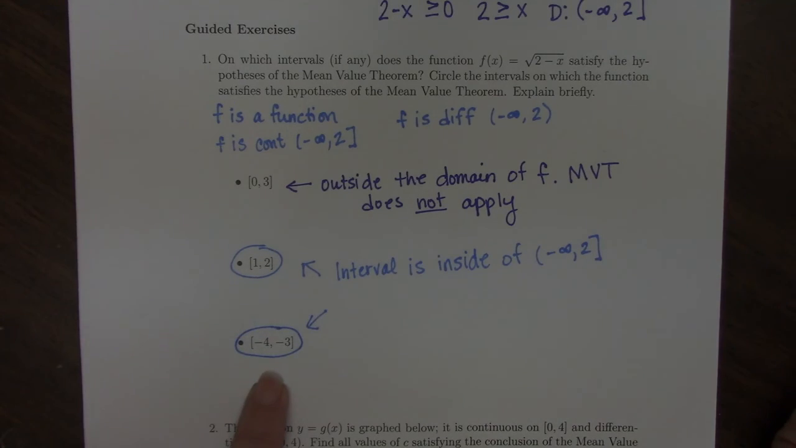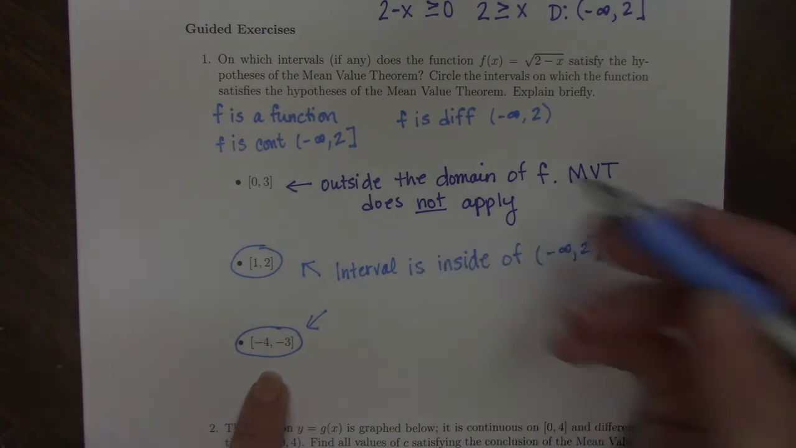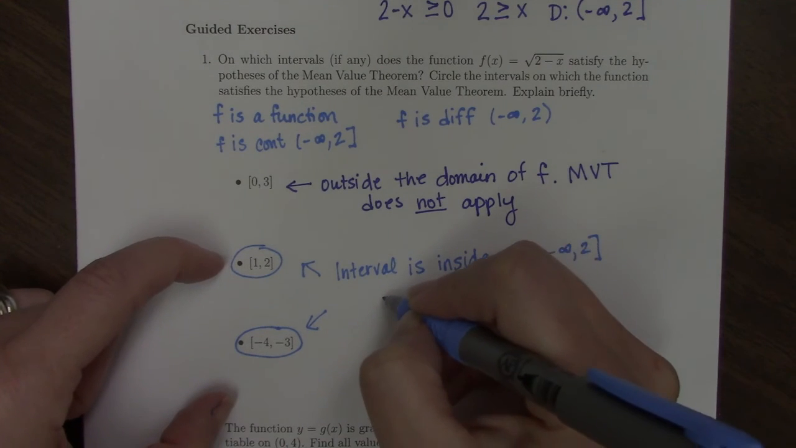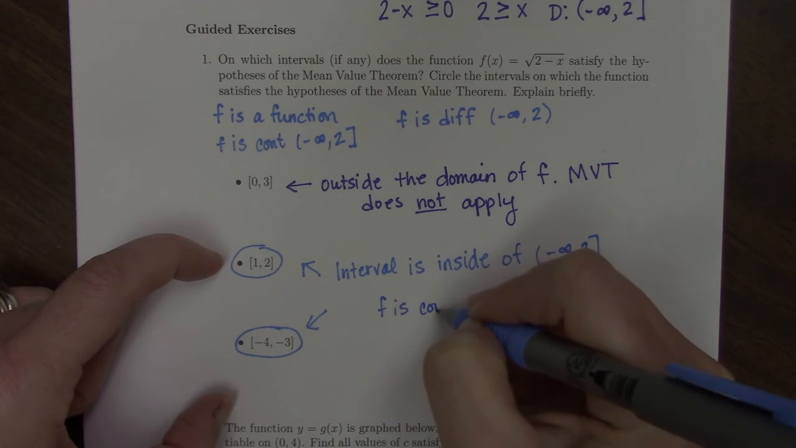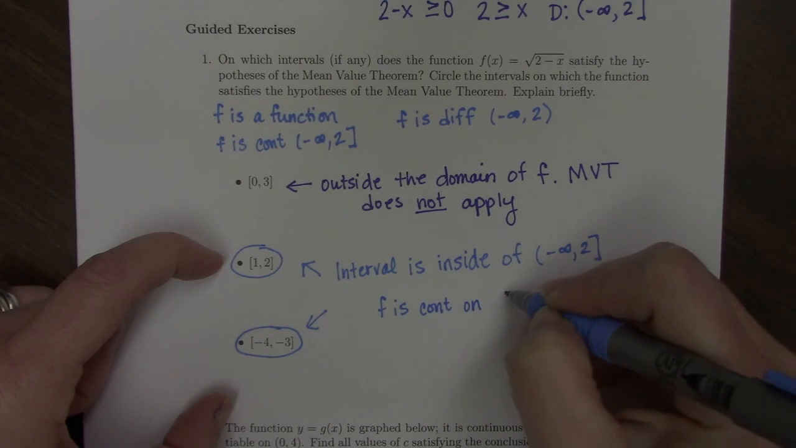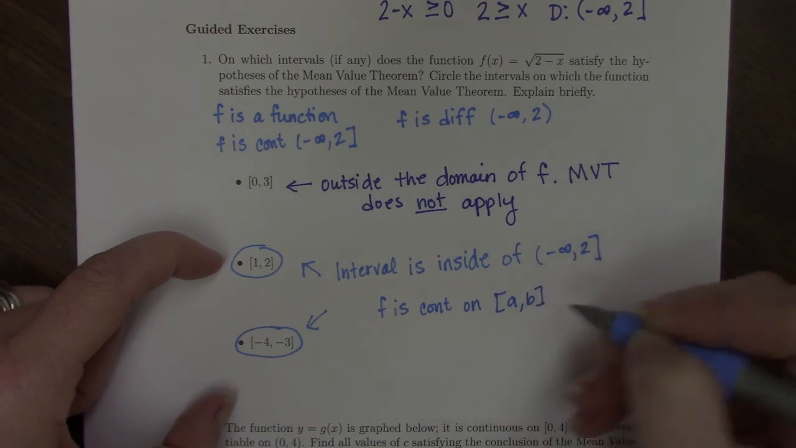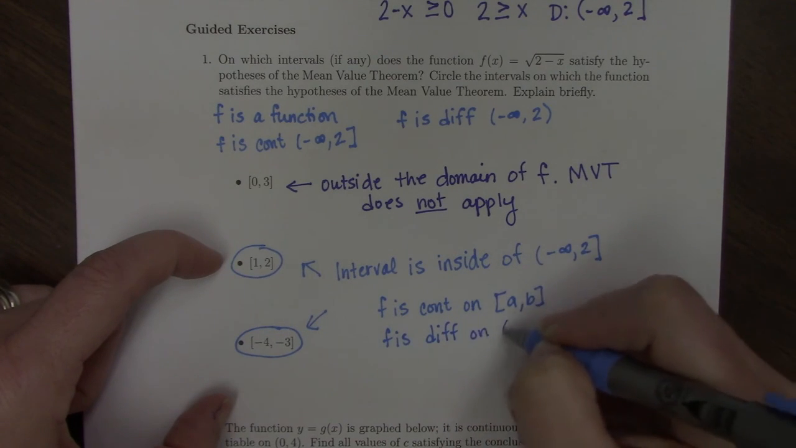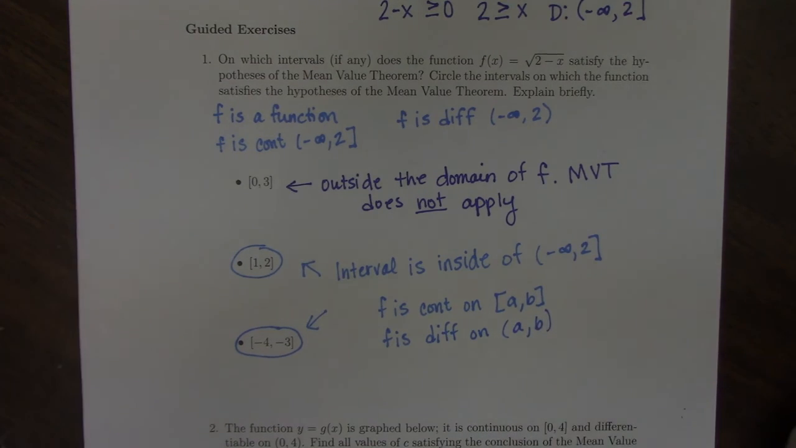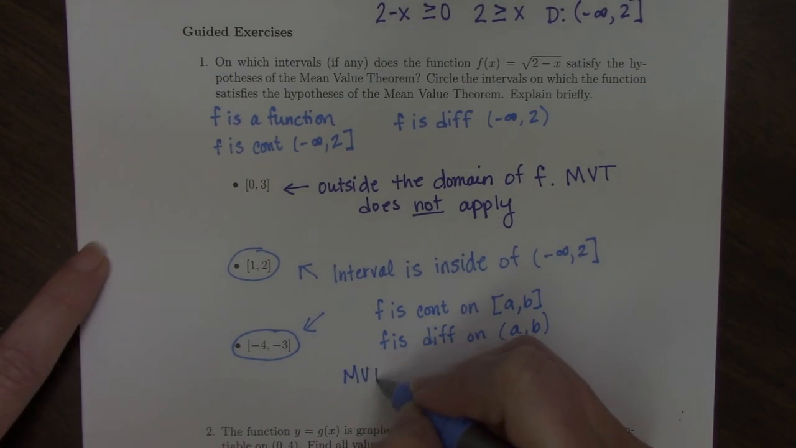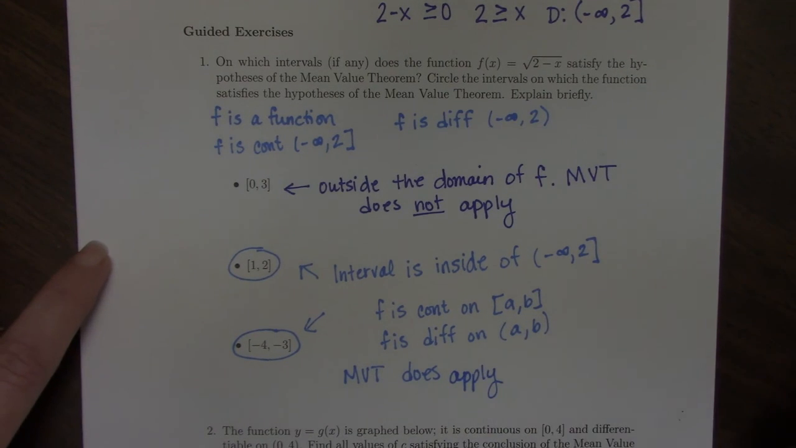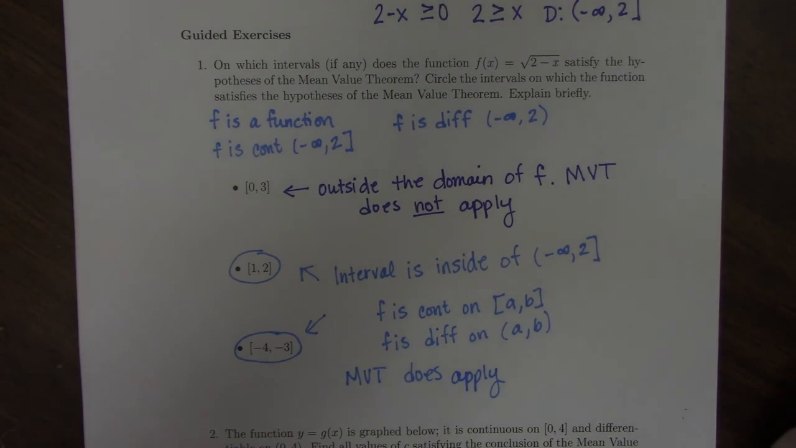So we were told to circle the ones that work. So both of these functions are continuous on their closed interval, and f is differentiable on the open interval. So the MVT does apply. And that's all we need to do. Are the conditions met? And they are for those two.